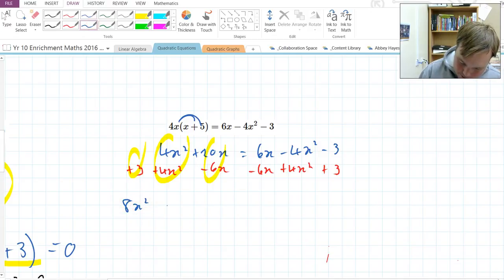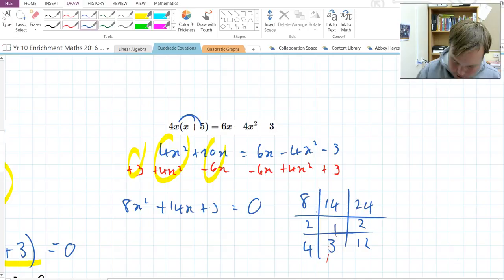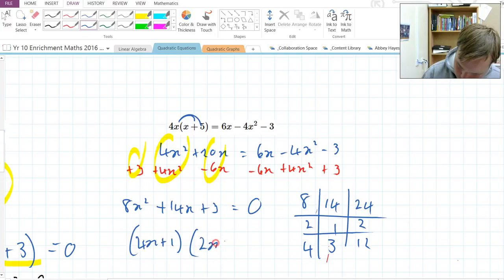8x squared plus 14x plus 3 is equal to 0. Right, factorise. 8, 14, 24, 2, 12, 4, 2, 3, 1. Giving us 4x plus 1, 2x plus 3 equals 0.